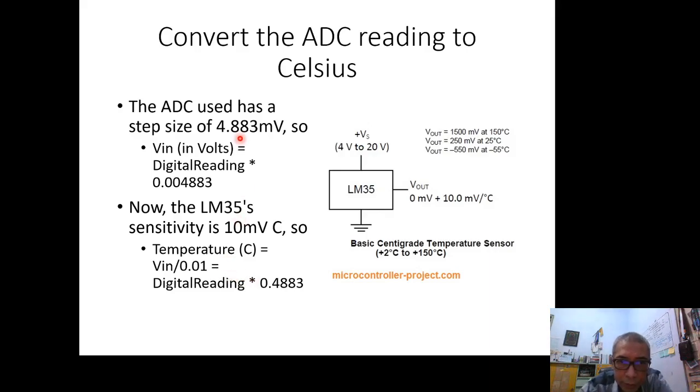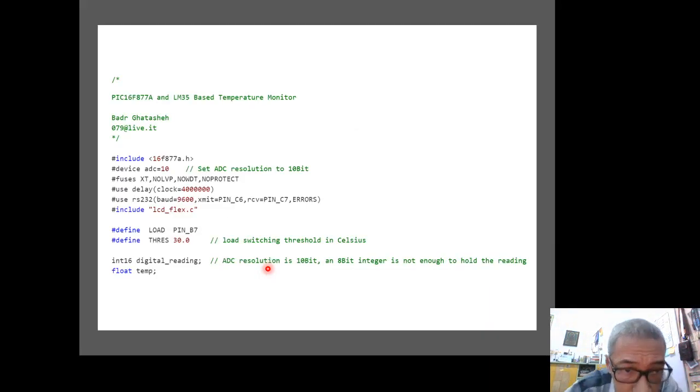So the ADC uses a step size of 4.883 millivolt because we have a 10-bit ADC. So the digital reading has to be multiplied by 0.004883. Now the LM35 sensitivity is 10 millivolt per degree Celsius, so Vin is divided by 0.01.